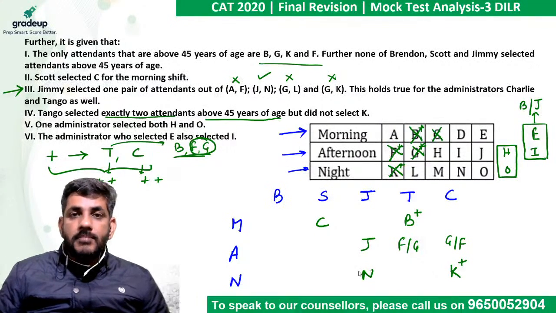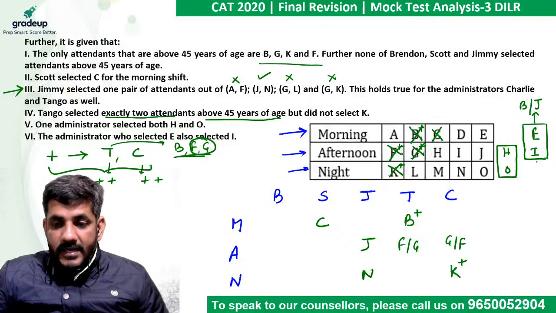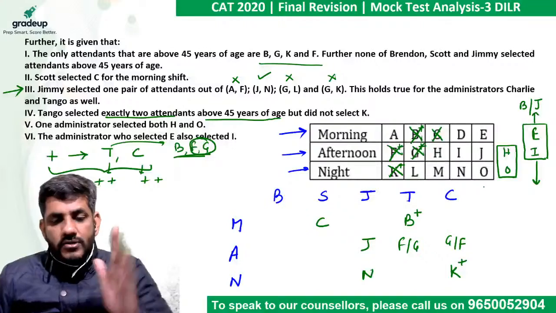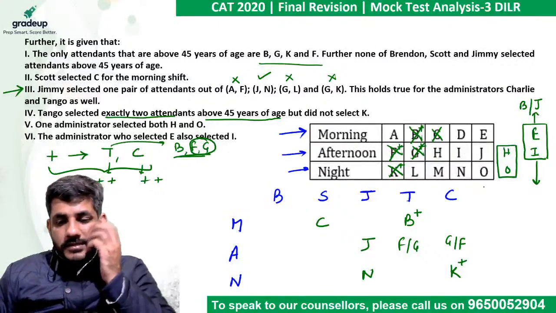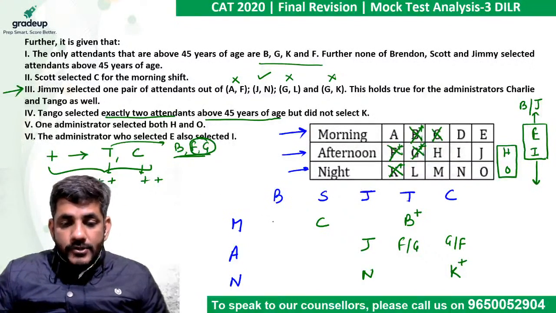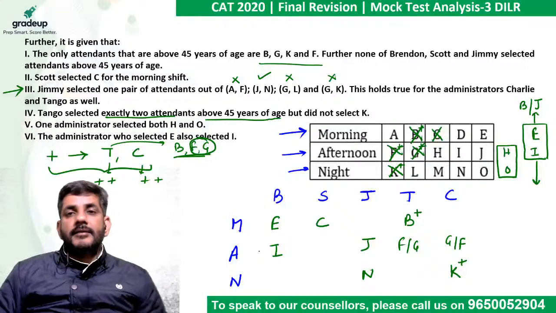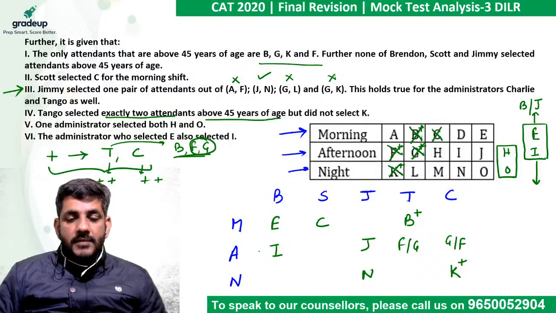Now we have just completed this because ये देखिए यहां पे ब्रेंडन और जिमी को E और I सिलेक्ट करने थे. जिमी cannot select E and I now because जिमी के पास तो J और N आ गए हैं. So E must be selected by Brendan and I must be selected by Brendan. E and I, they should come here.